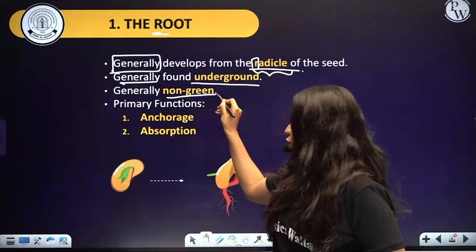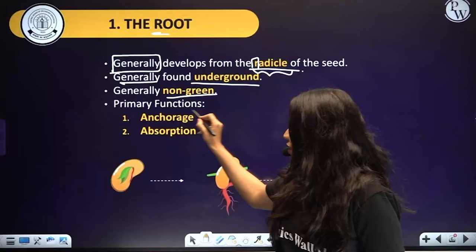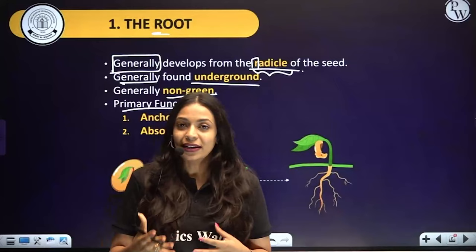They are generally non-green. That means they are not photosynthetic because they are found under the soil. Their functions are different and they are not green. What are its primary functions? What are the functions of roots? We've learnt in lower grades as well that roots have two very important primary functions to perform in a plant.